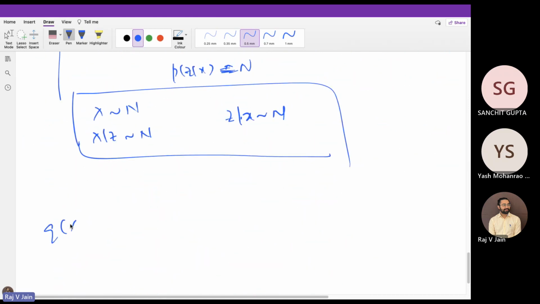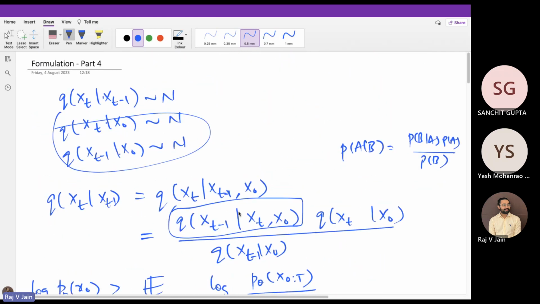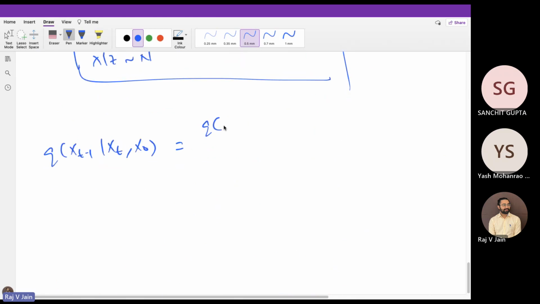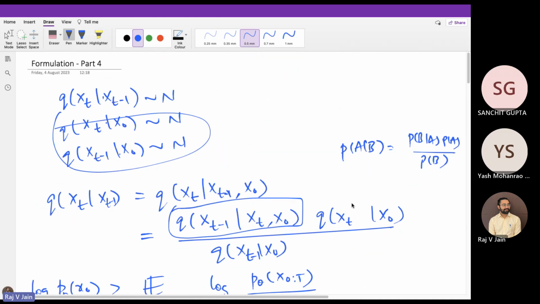Q of xt minus 1 given xt comma x naught can be written as Q of xt given xt minus 1 into Q of xt minus 1 given x naught, divided by Q of xt given x naught. Here it's not useless, see. That's the point. So this is correct.